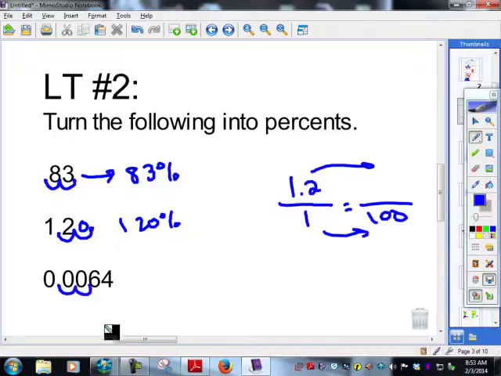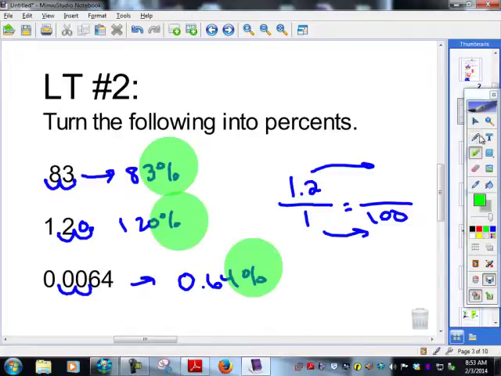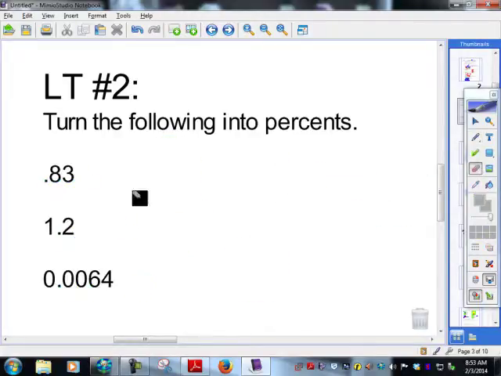Okay, here. 2 places to the right. 1, 2. So that's going to become 0.64%. As I walked around, I noticed a lot of you weren't putting your percent sign on there. Make sure it is there. Okay? All right.